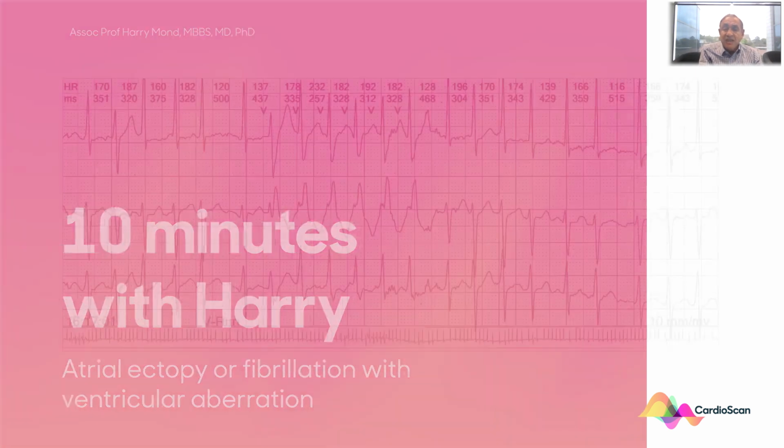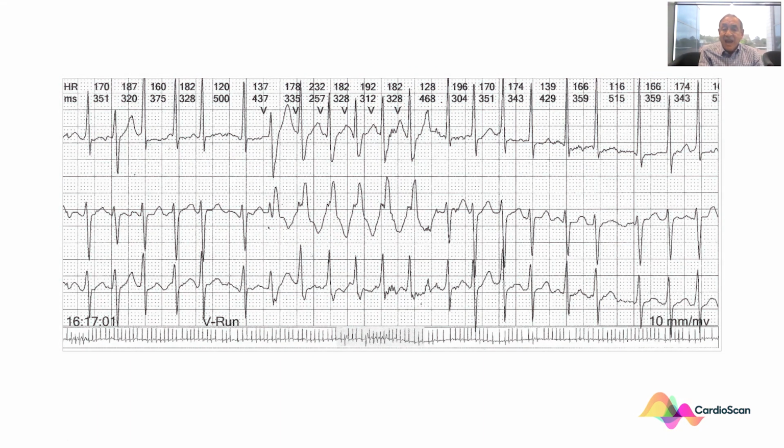I want to show you an electrocardiograph, which is very often misinterpreted. You can see here that the patient has atrial fibrillation with a very rapid ventricular response of maybe about 150 to 160 beats per minute. However, the ECG has been interpreted as a ventricular run or ventricular tachycardia.